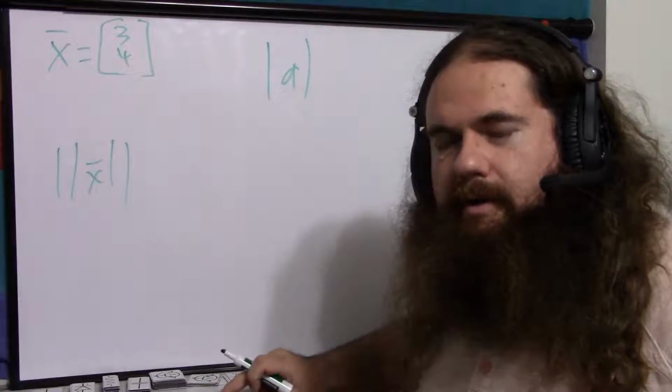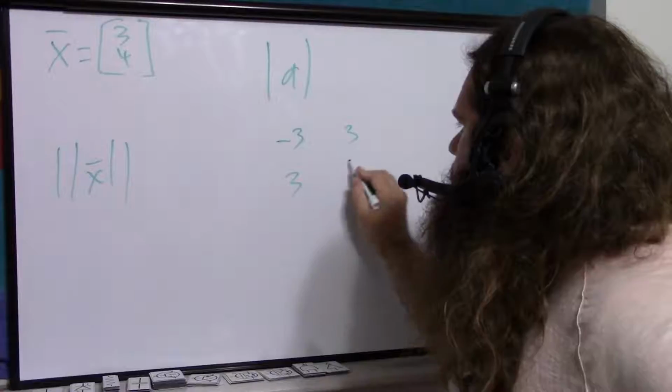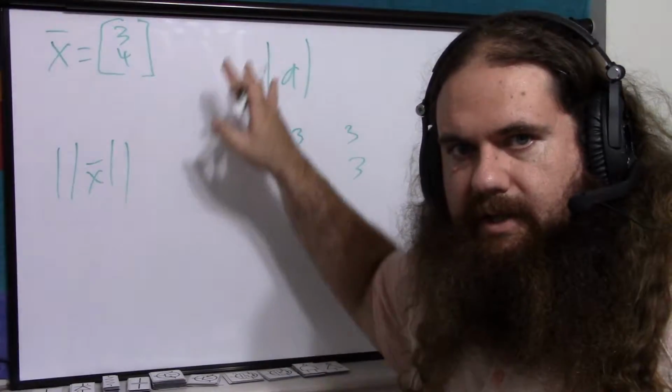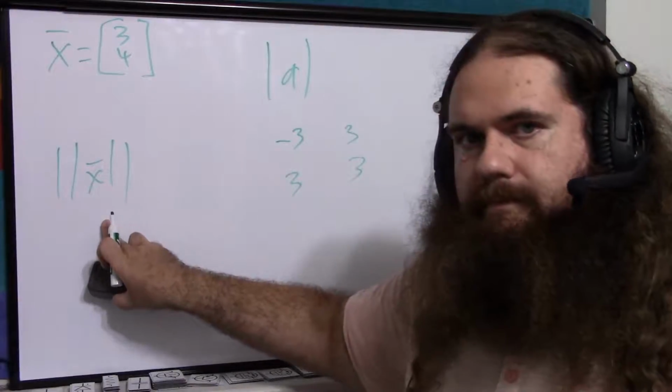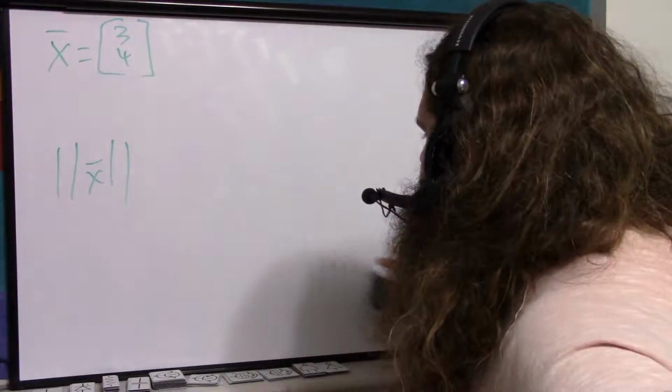If you see a single bar, that usually means absolute value. So negative 3 equals 3 and 3 equals 3. It just strips off the sign. That's the absolute value. The magnitude of a vector is usually a double bar. Again, some people do different things, but that's usually what I see.